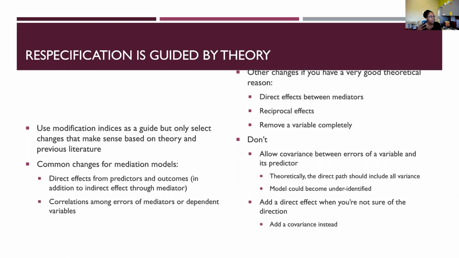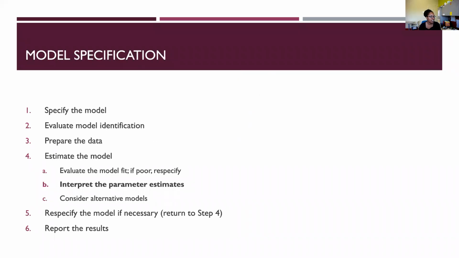If you have mediation models, some of the things you're going to do is look at skipping over that mediator and going directly to a dependent variable. Sometimes you'll want to add effects between mediators. Sometimes you want to add some reciprocal effects, which basically means going back to an independent variable. Sometimes you want to remove a variable. And there's some don'ts here that we'll get more into in class. So let's skip to interpreting the parameter estimates.